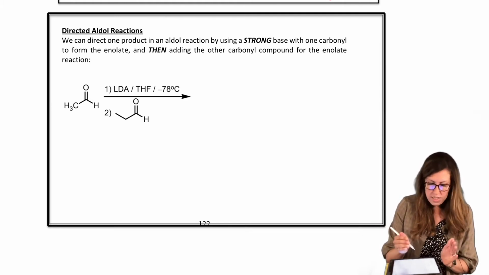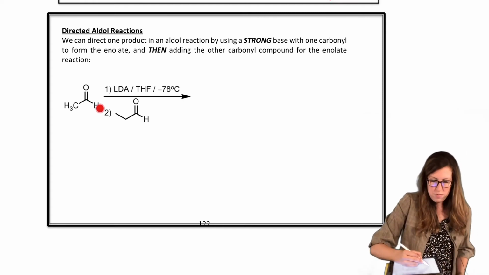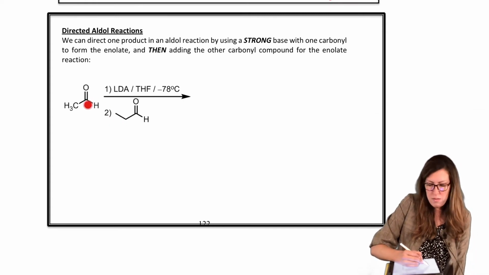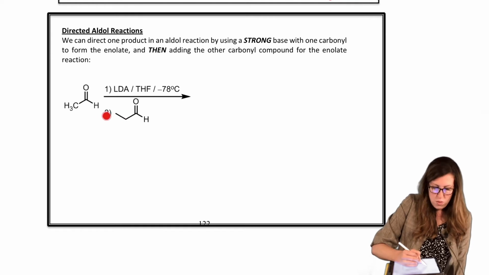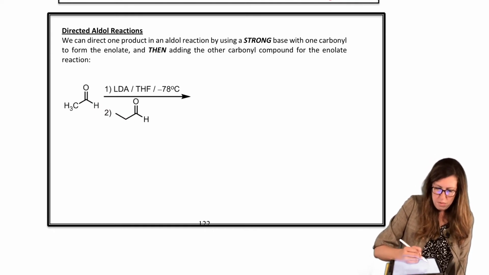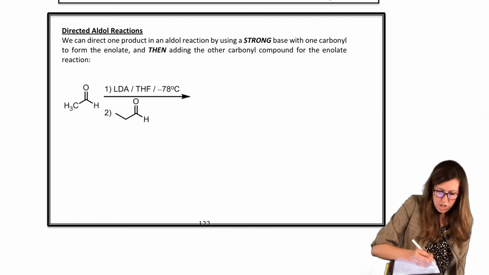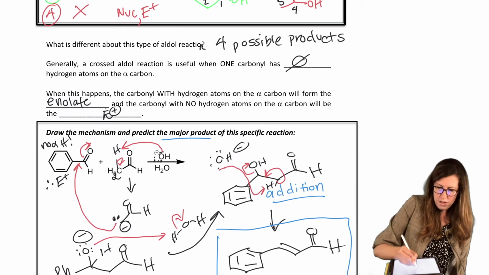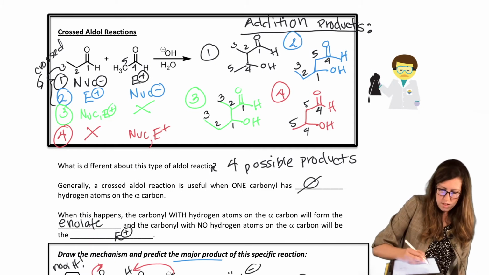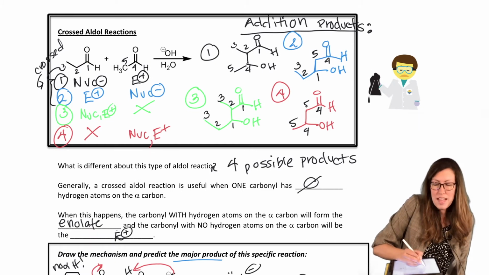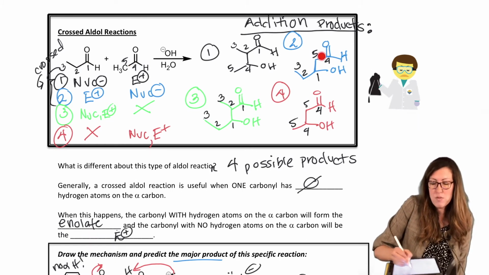But if there's not, like take these two, for example. This is actually from a previous problem. This is ethanal and propanal. I'm basically taking it from a couple problems ago, so let me go back for you. Look familiar? Propanal, ethanal, and we got 4 products.